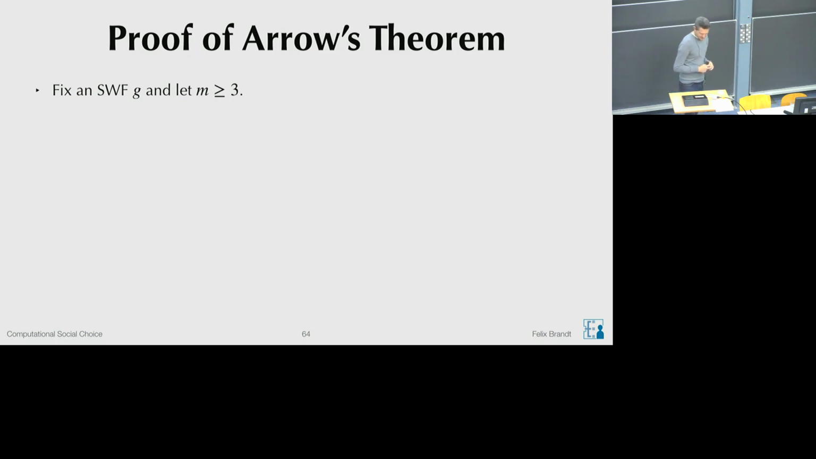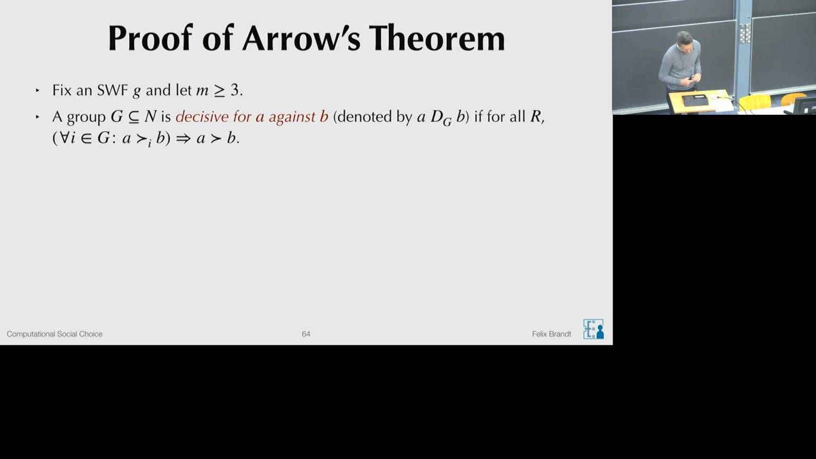For this proof, we just fix some social welfare function g, and we assume that there are at least 3 alternatives. These are the boundary conditions of the theorem. Then we define that a group of voters is decisive for A against B, where A and B are just alternatives, if the following is true: if all of these voters strictly prefer A to B, then A will be collectively preferred to B. That's the definition of a decisive group. In particular, the preferences of all the voters who are not contained in group G don't matter. This notion of decisiveness will be denoted by D subscript G, where G is just the group of voters. I guess this definition is simple enough.